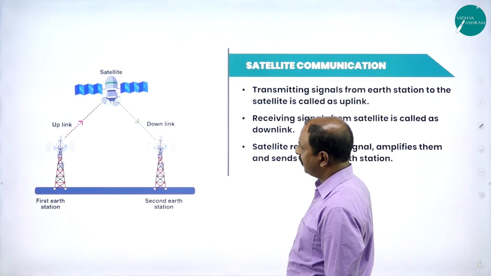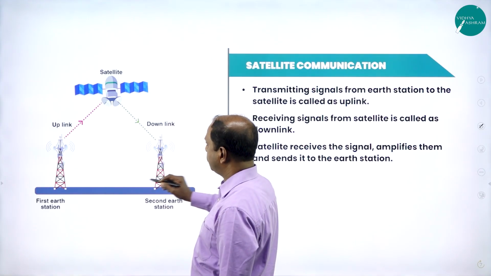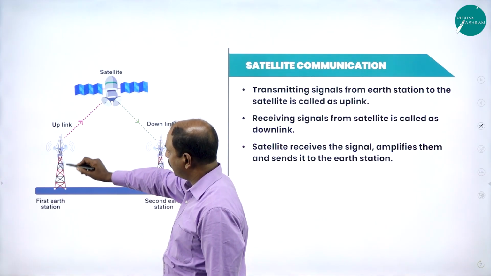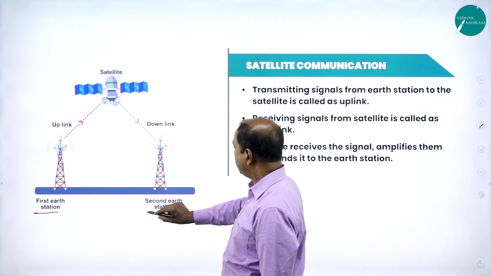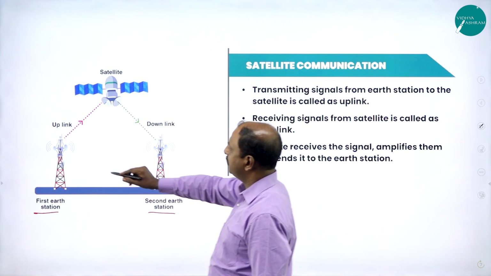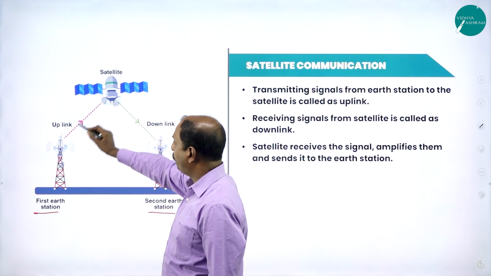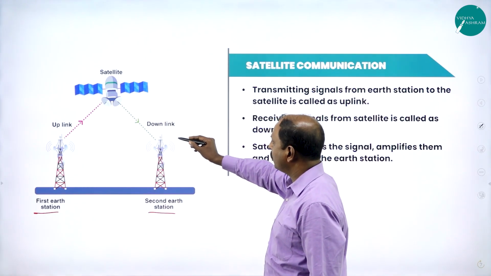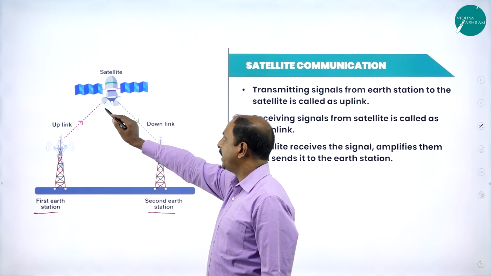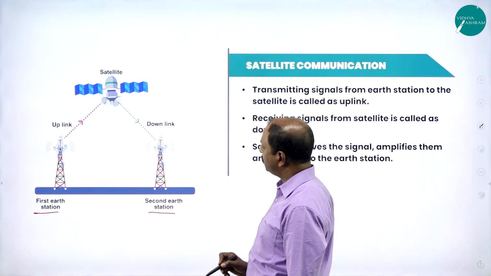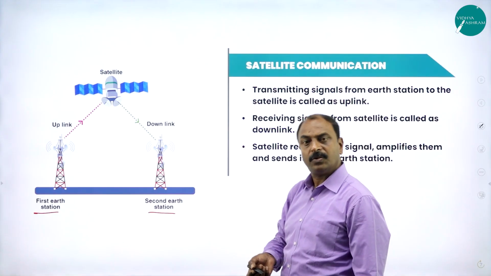Now let us see the diagram of this. This is a satellite, and here you can see there are two stations. There are two towers with antennas here. The first one is called an Earth Station, and this is the second Earth Station. The signal from here to the satellite is called the uplink, and this is called the downlink. It is the signal, after processing at the satellite, moving back to the receiver station. This is how satellite communication works.